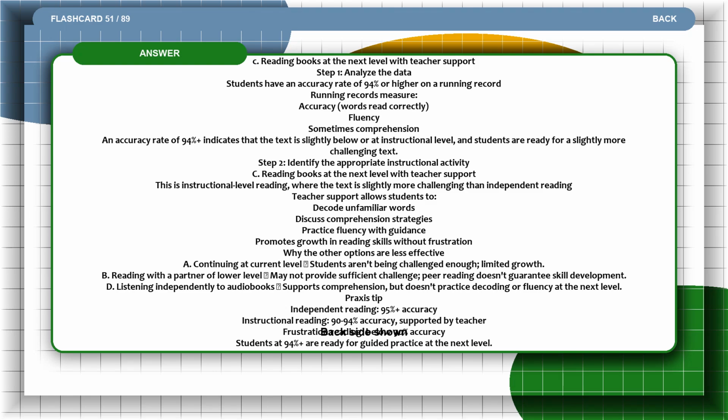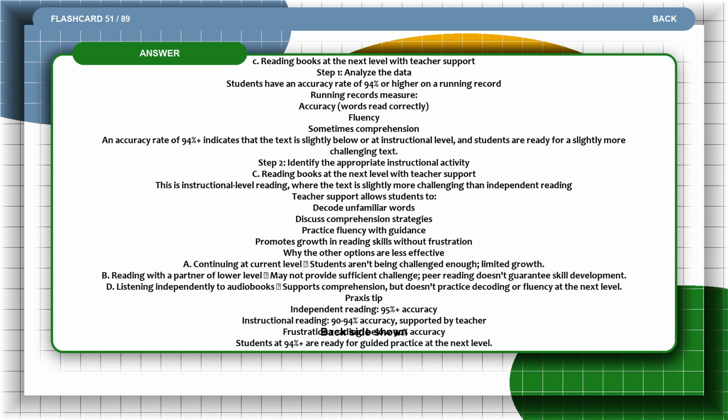The answer is C. Reading books at the next level with teacher support. Step 1. Analyze the data. Students have an accuracy rate of 94% or higher on a running record. Running records measure accuracy, words read correctly, fluency, sometimes comprehension. An accuracy rate of 94% plus indicates that the text is slightly below or at instructional level, and students are ready for a slightly more challenging text.